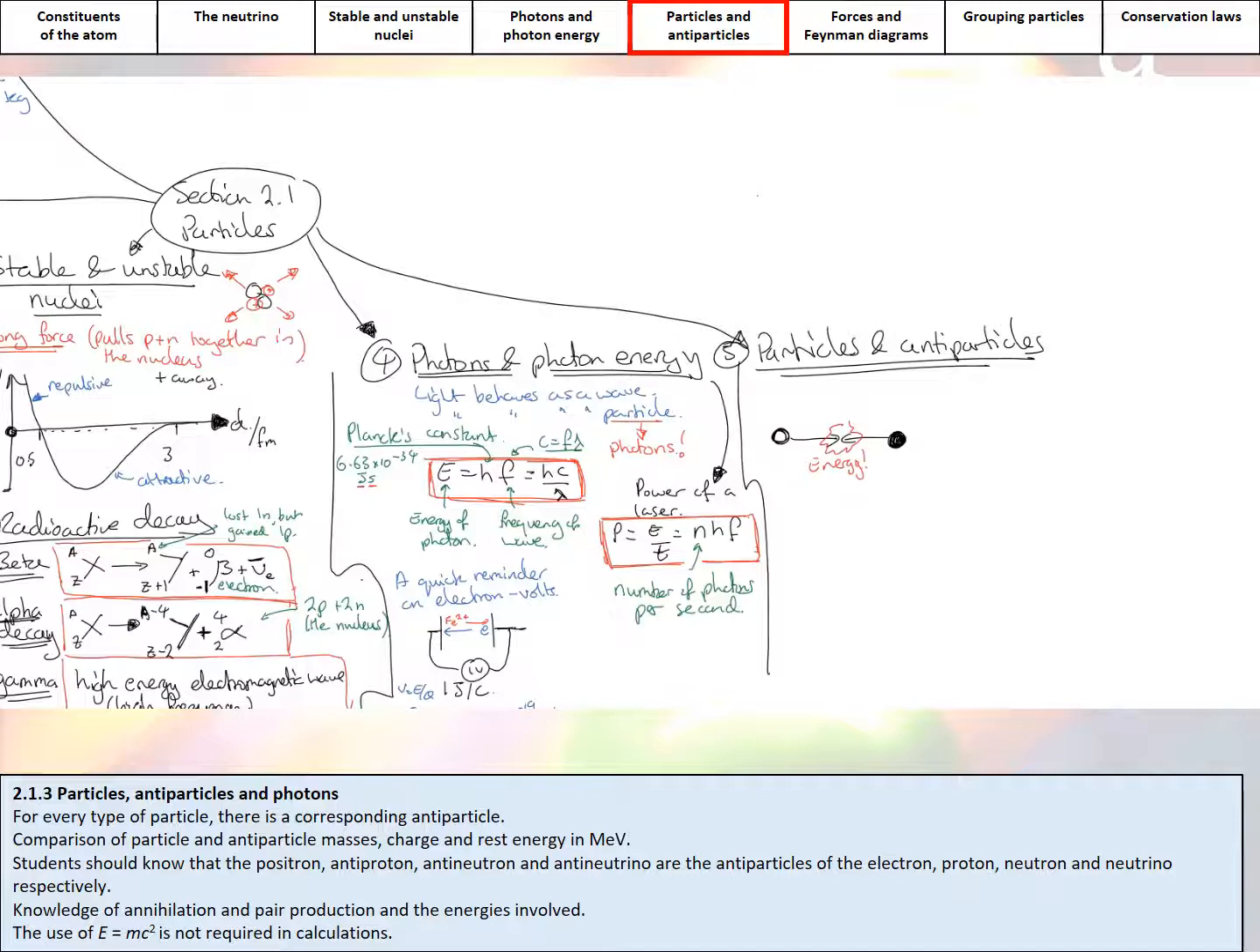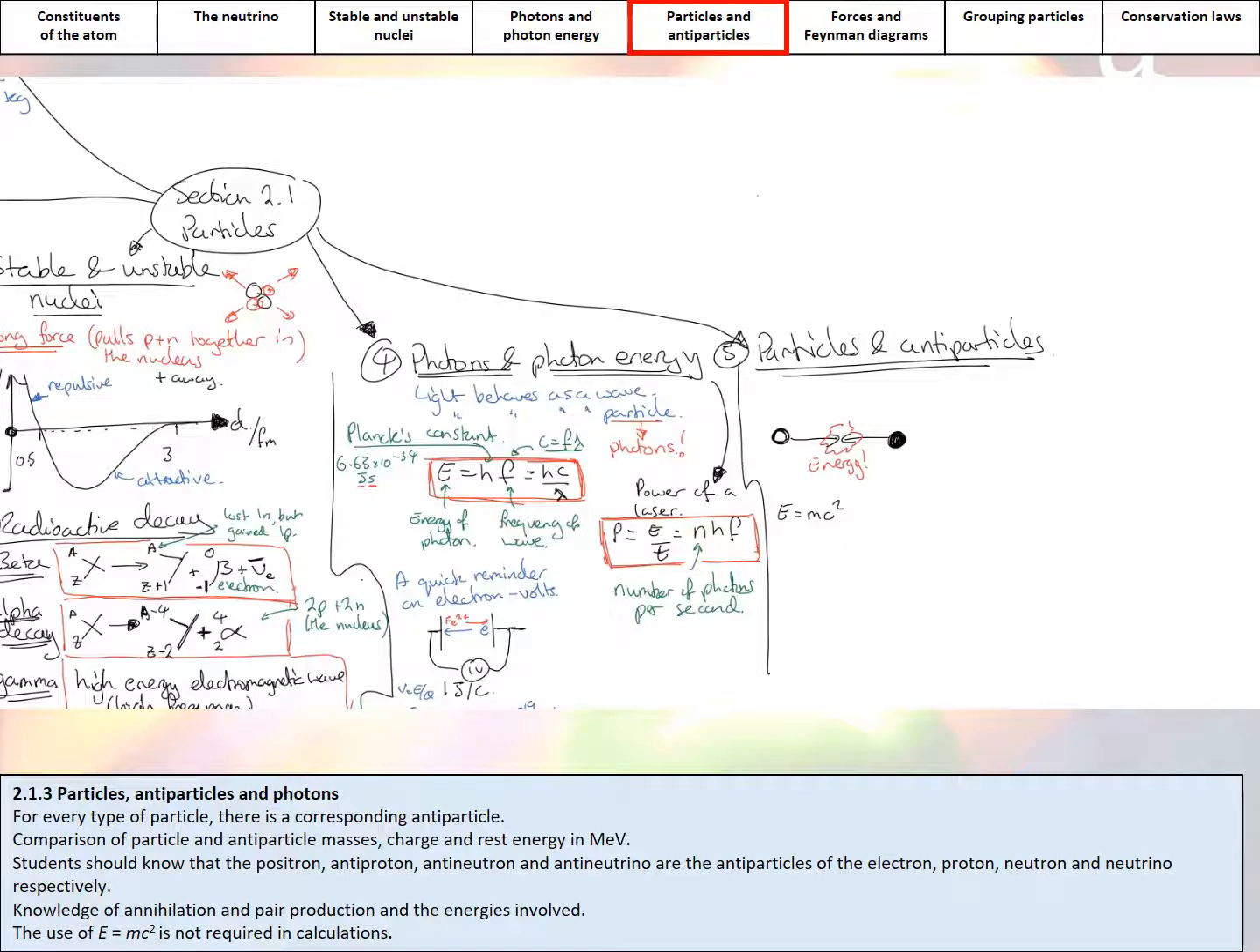Now, we're not going to look or talk about why it does that, but it does. It's an observation that physicists have made. And the amount of energy released is given by Einstein's formula, E equals mc squared. And we'll look at that in a second.